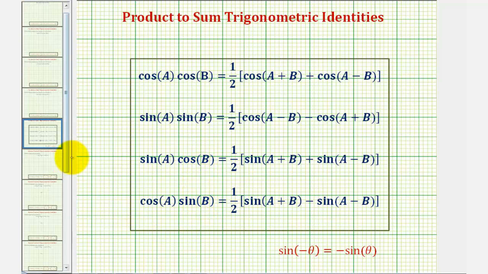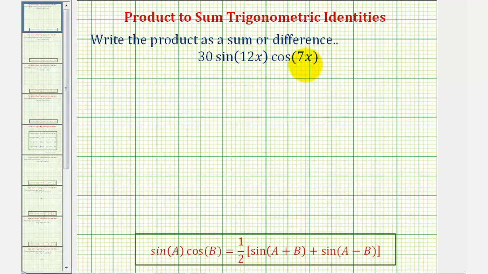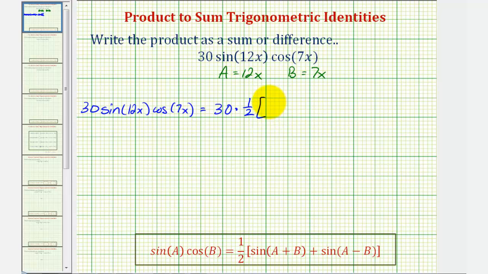to use. So looking at our first example, notice how if x was positive, 12x would be larger than 7x, and therefore we're using the identity where we have sine A times cosine B. Notice here A is equal to 12x and B is equal to 7x, which means 30 times sine 12x times cosine 7x would be equal to 30, the coefficient, times, applying the identity, we'd have 1/2 times the quantity of sine A plus B, which would be 12x plus 7x, or 19x, and then plus sine of A minus B, which would be 12x minus 7x, or 5x.